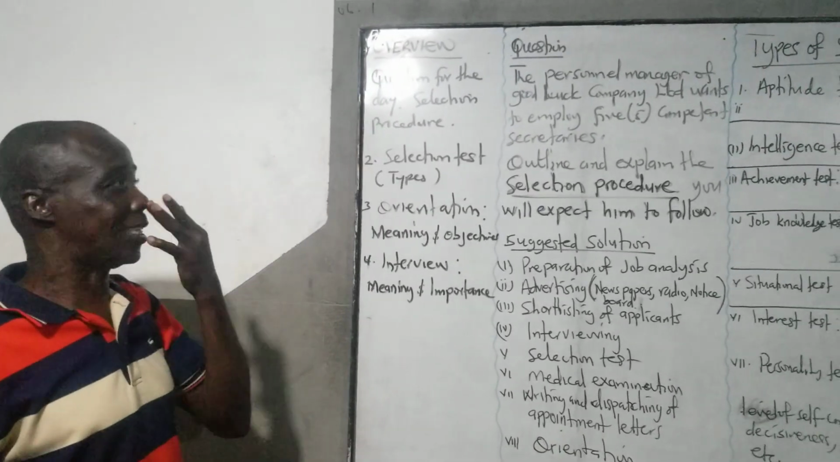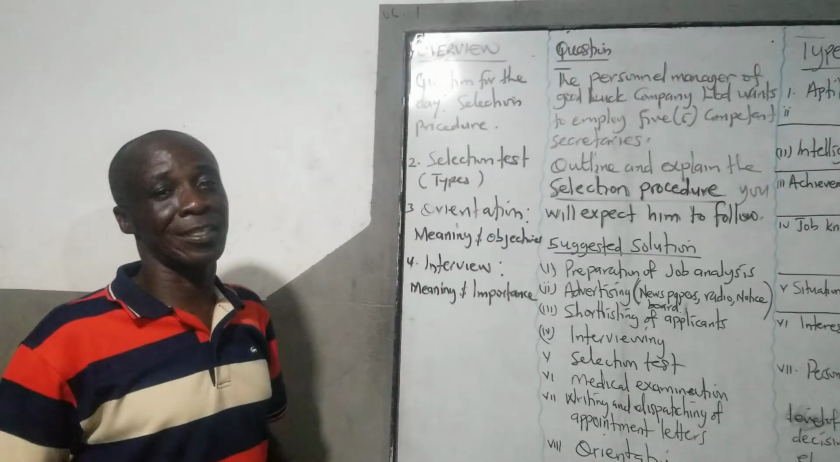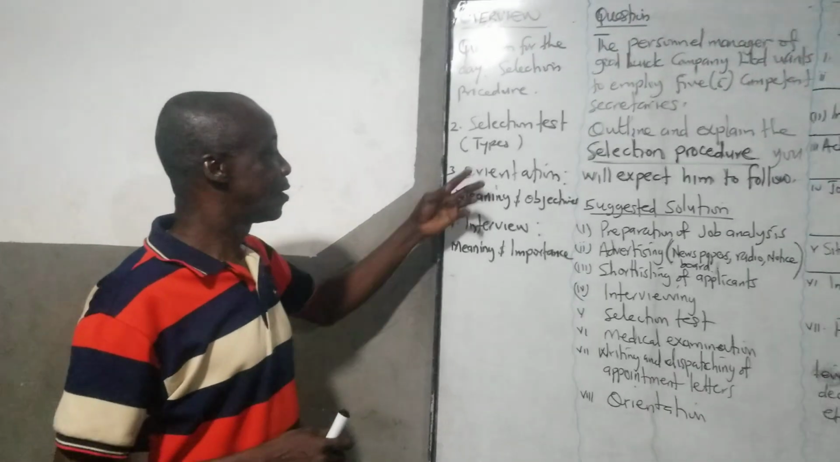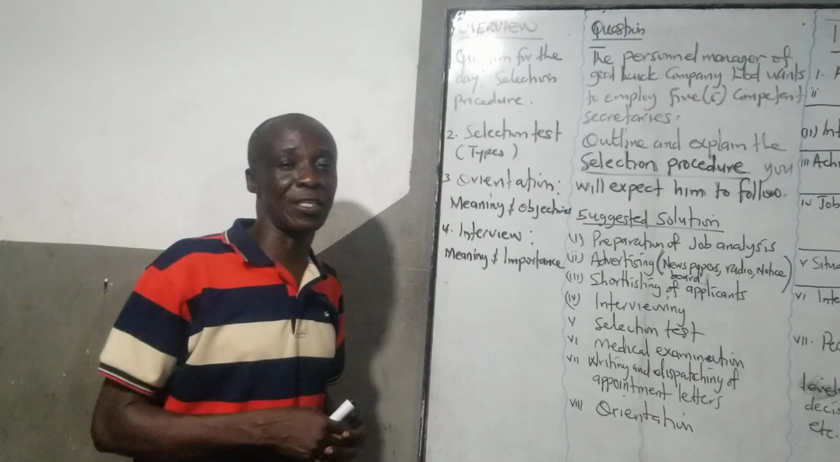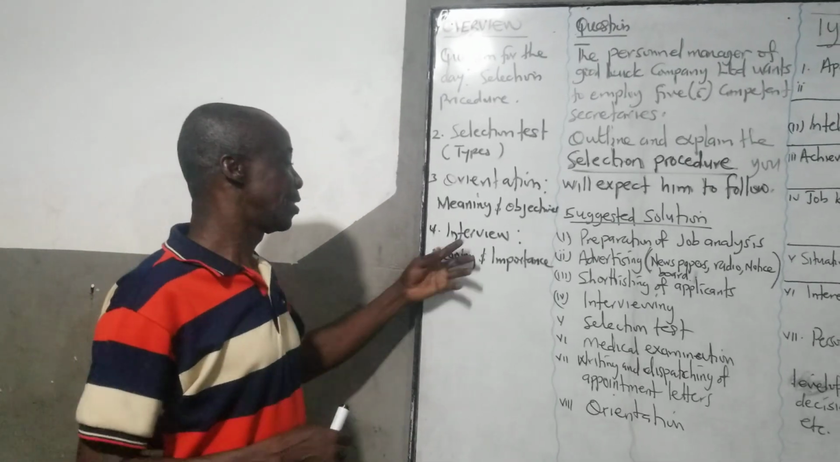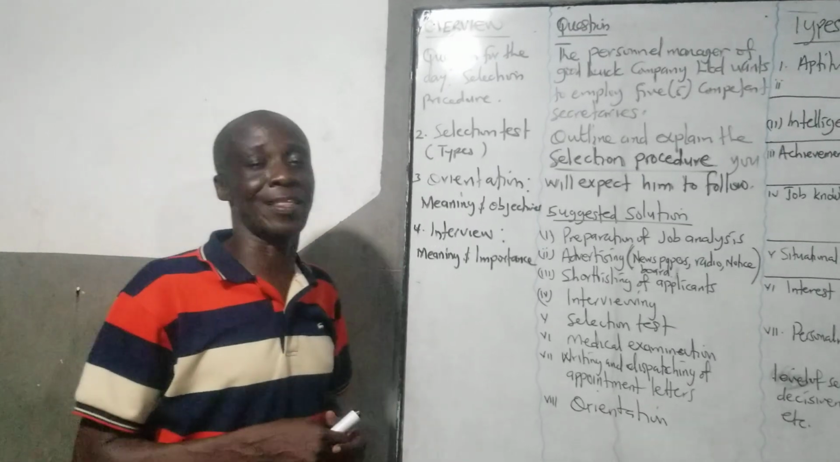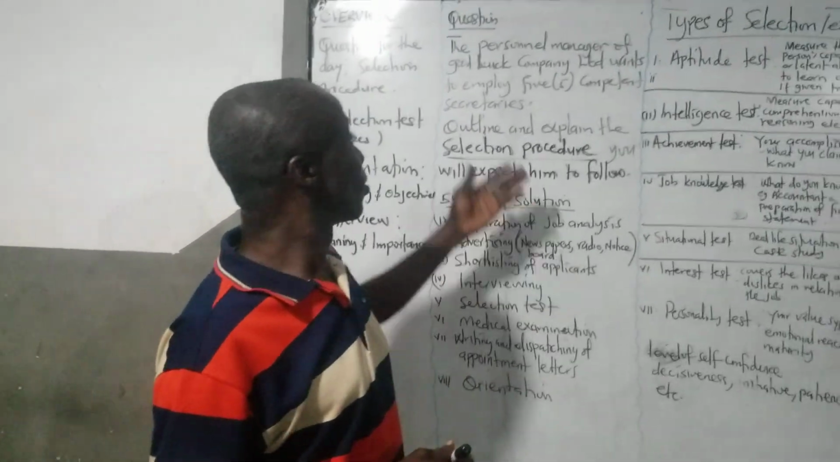If you look at the overview of the lesson, we will look at that question. Then, based on that question, we look at tests, and the types of tests that we have, then orientation, which is one of the steps in the recruitment process. Then we end with interview, the meaning, and the objective of interview. So let's look at the question.